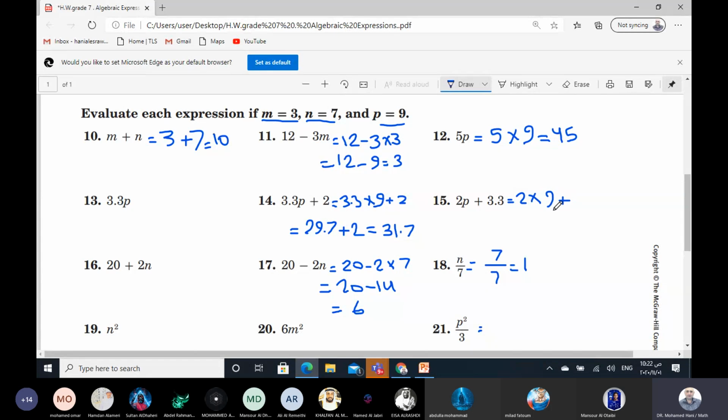plus 3.3. Now, 2 times 9 will be 18, plus 3.3. 18 plus 3.3 will be 21.3. Thank you, Dr. Muhammad. Okay, welcome, welcome. Who has any question now?